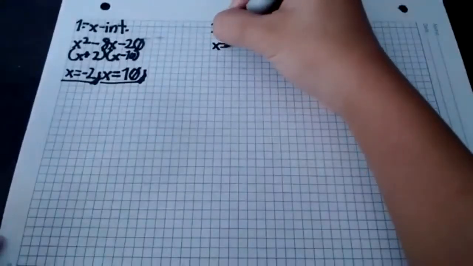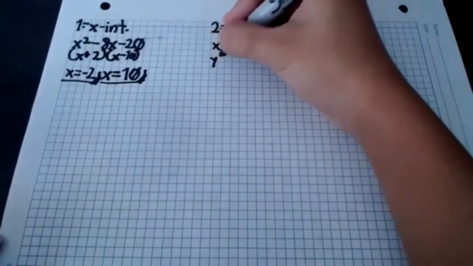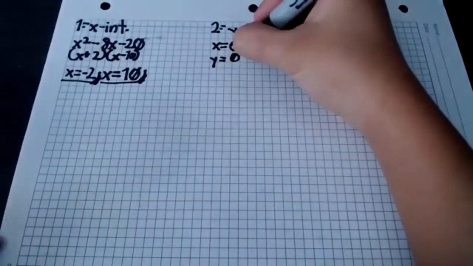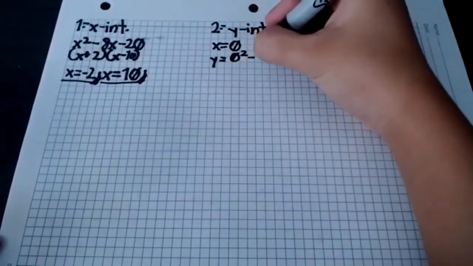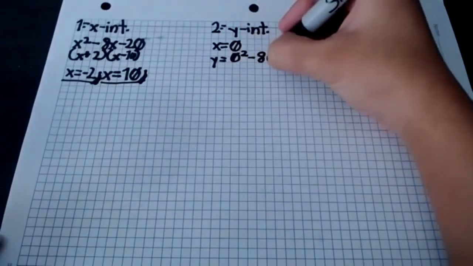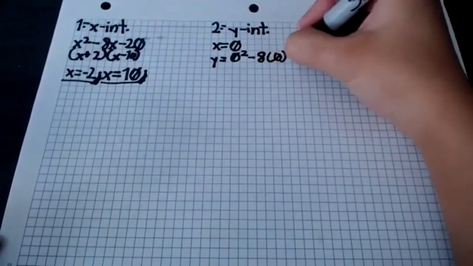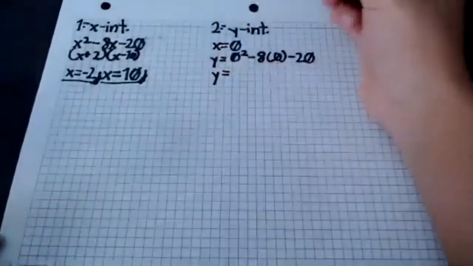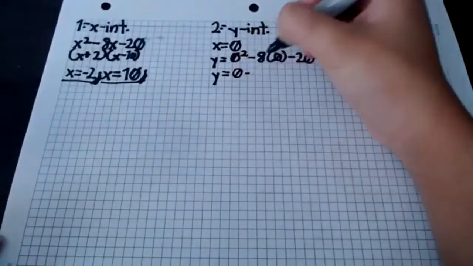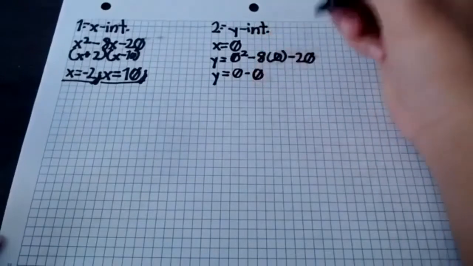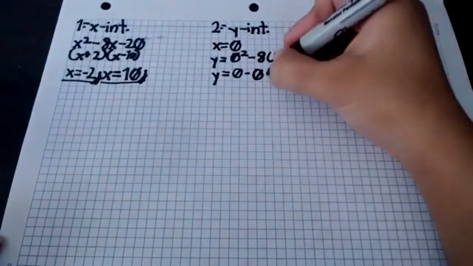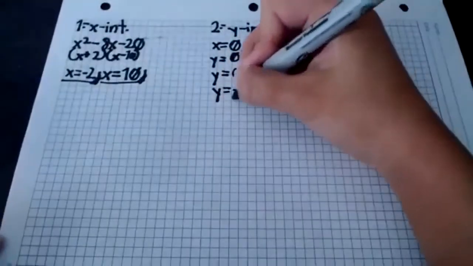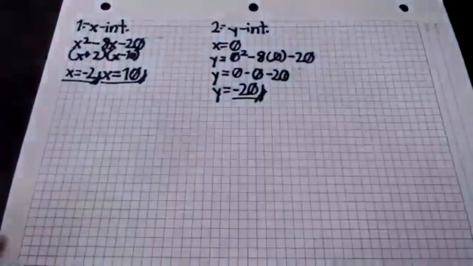Here x will be 0. So y equals 0 squared minus 8 times 0 minus 20. So 0 times 0 is 0, minus 0 because 8 times 0 is 0, and minus 20, so y is equal to negative 20. Now we're just going to graph this.